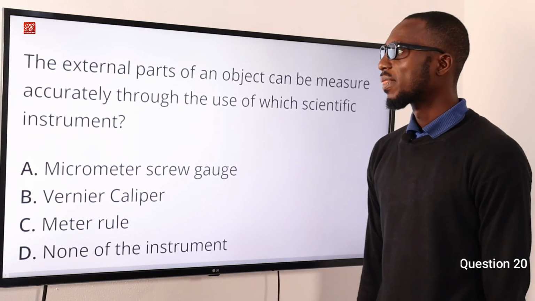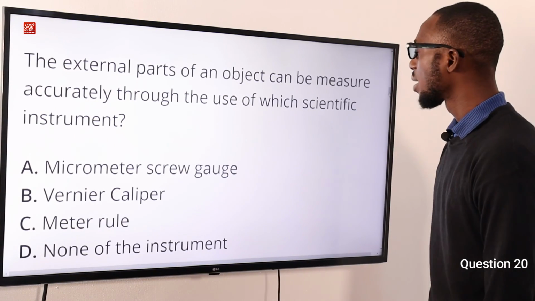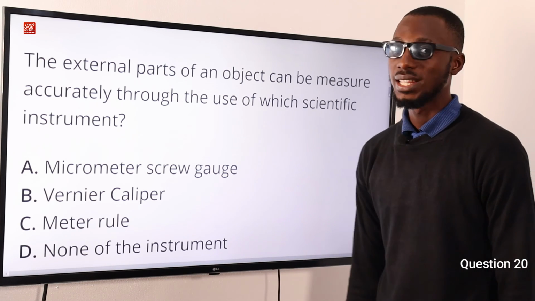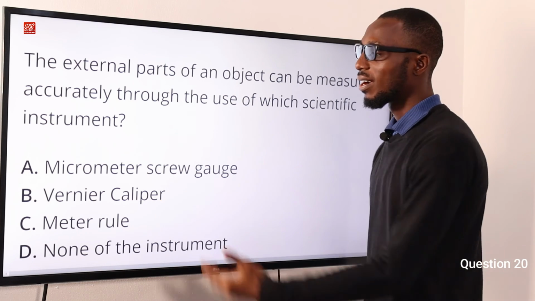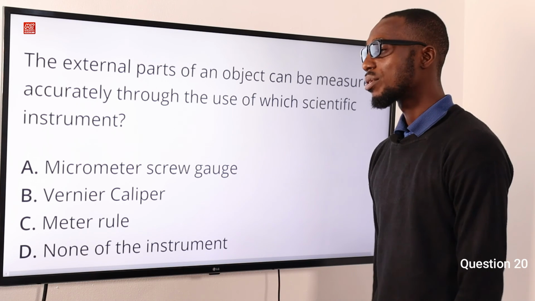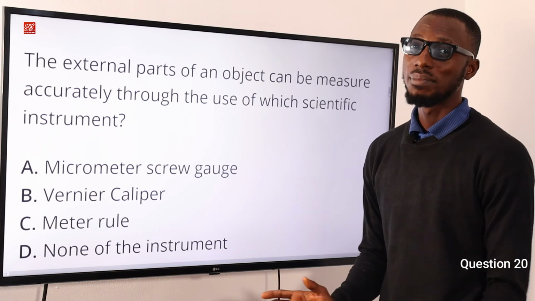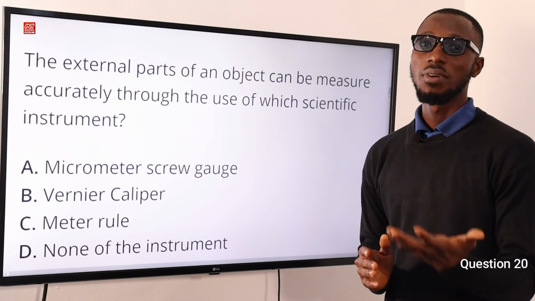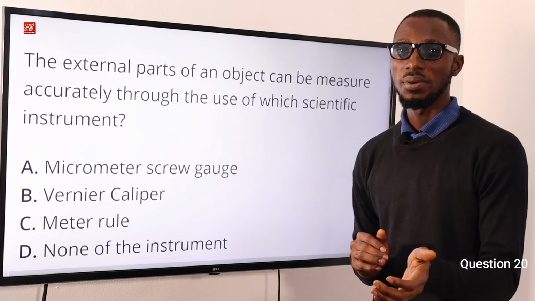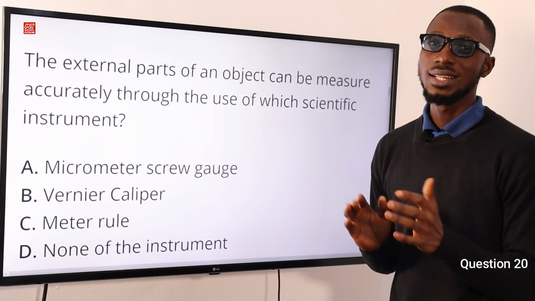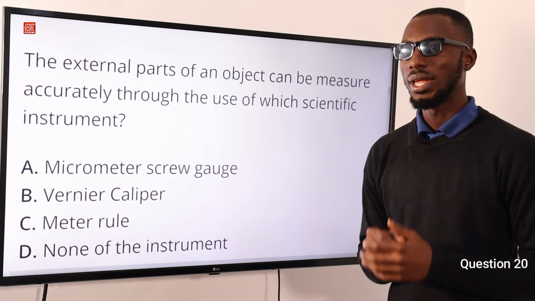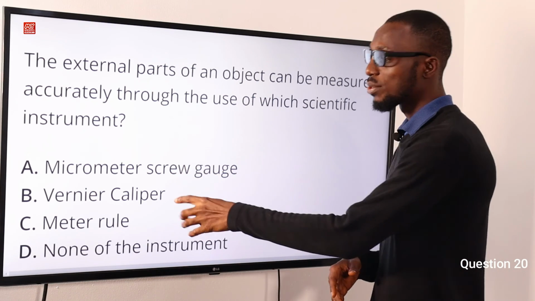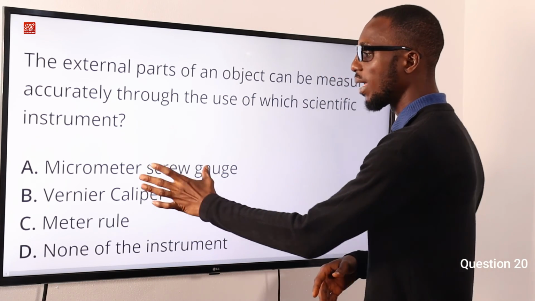Number 20. The external part of an object can be measured accurately through the use of which scientific instrument? That instrument is your vernier caliper. It can measure up to 0.1 meters. It's also used to measure small lengths like the thickness of a wire. You talk about the internal and external diameter of a tube, also the diameter of a rod. That's your vernier caliper. So the correct option here is option B for vernier caliper.